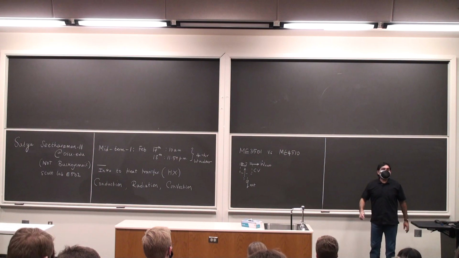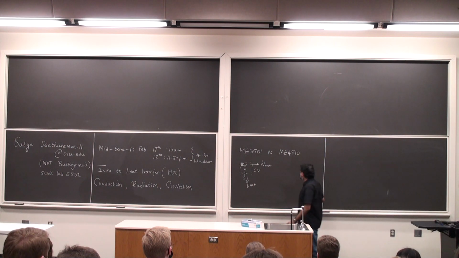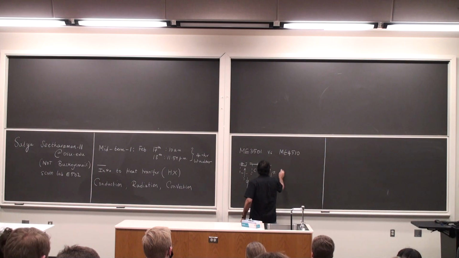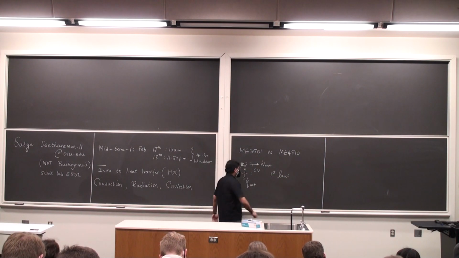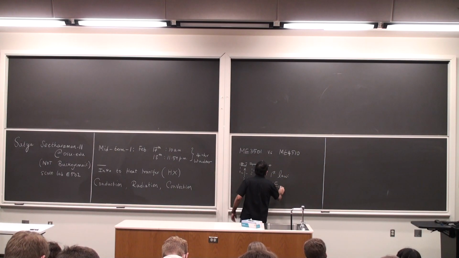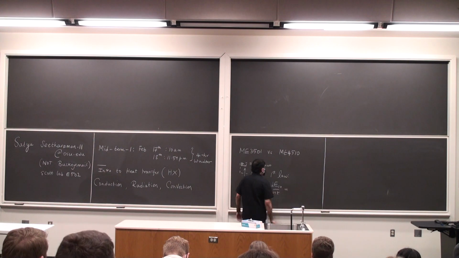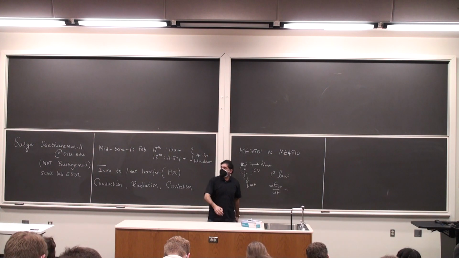So with all these elements, the first law can be written as the following. Rate of change of energy within the control volume is Q dot net minus W dot net.